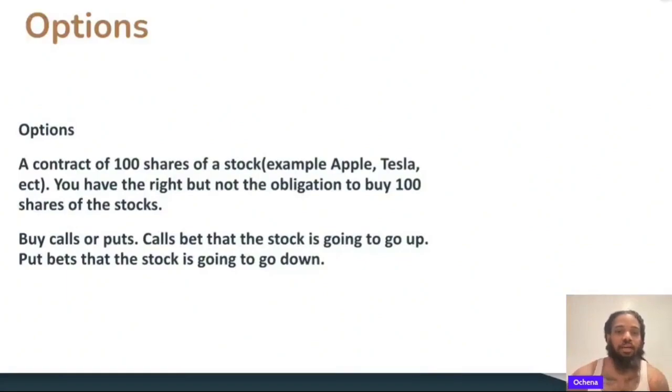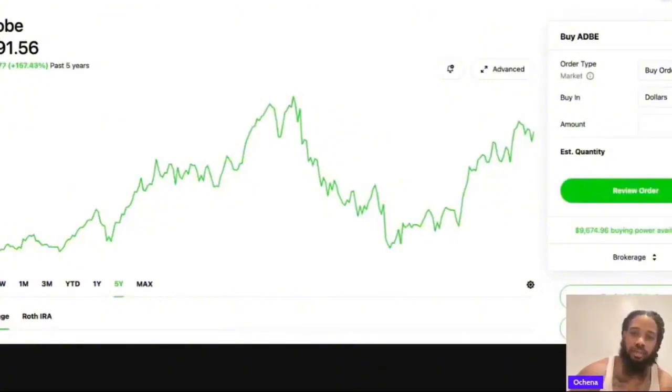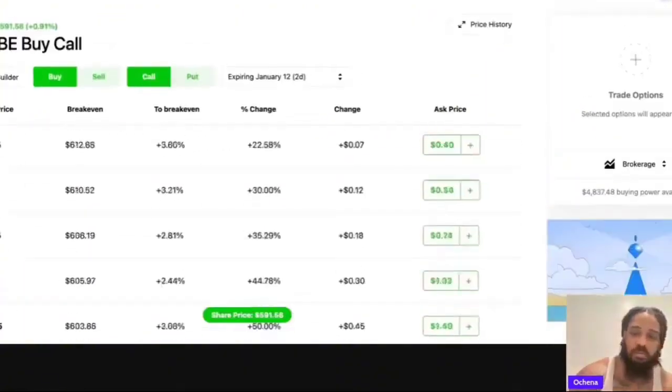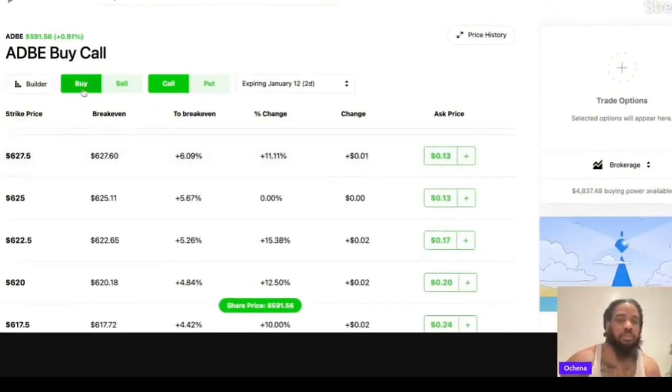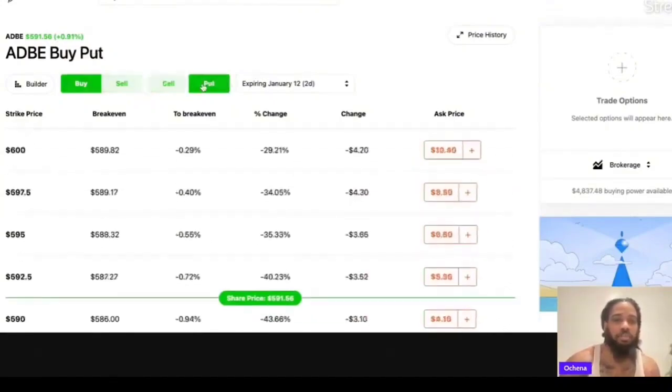Calls bet that the stock is going to go up. Puts bet that the stock is going to go down. Let's look at this option right here, the Adobe. So we're gonna go to the option section, click on trade options, and as you can see, we could buy either calls or puts.